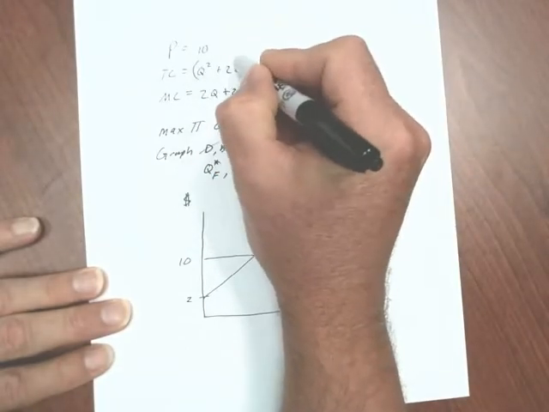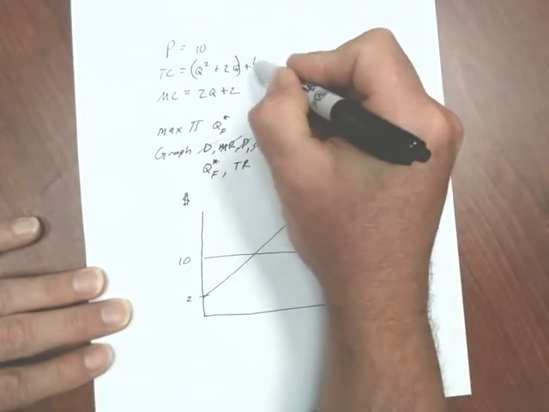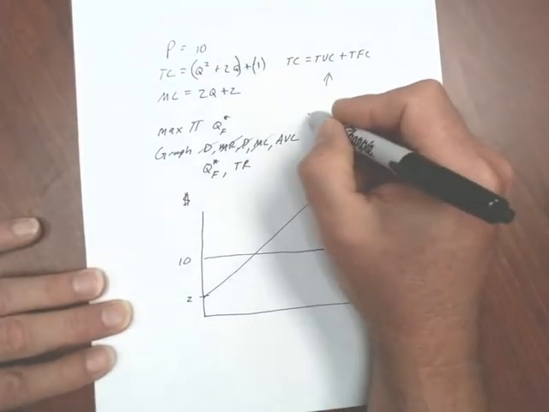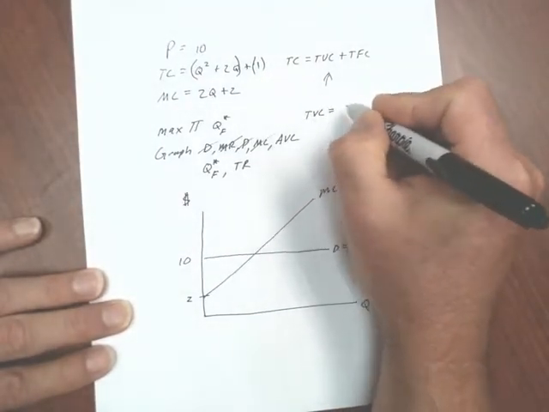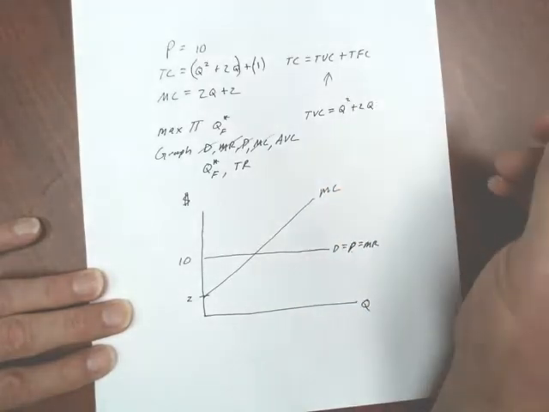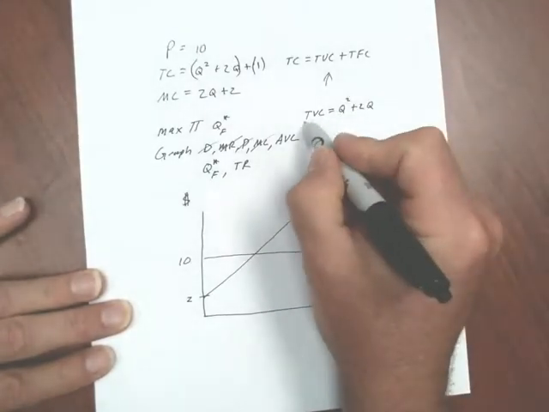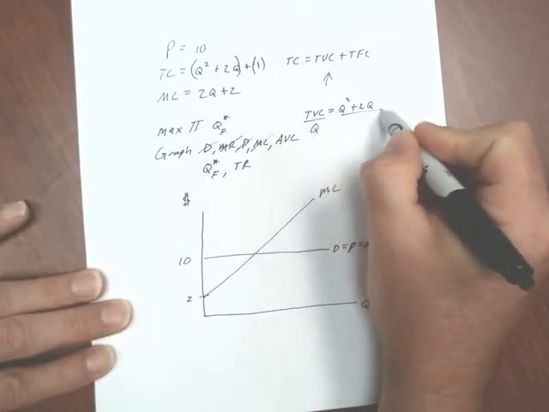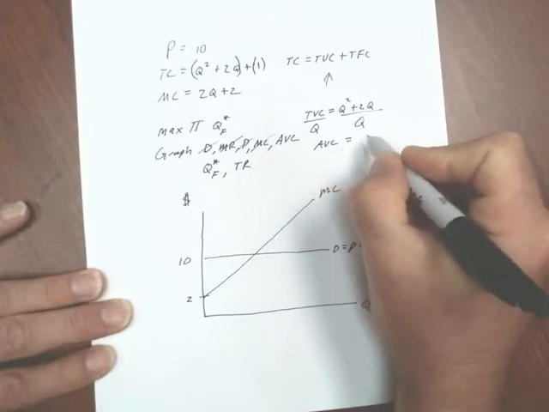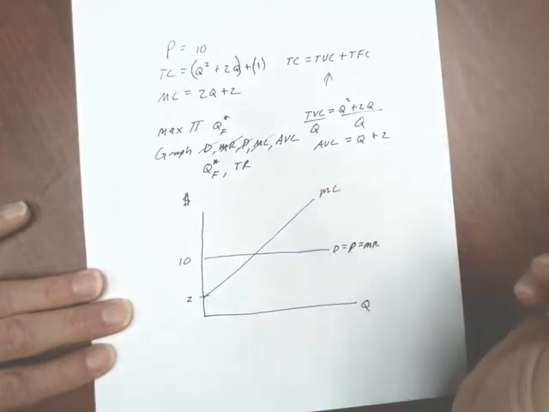In other words, that is my total variable cost. That is my total fixed cost. So my total variable cost equals Q squared plus 2Q. What does average variable cost equal? It equals total variable cost divided by Q. So average variable cost then equals Q plus 2.